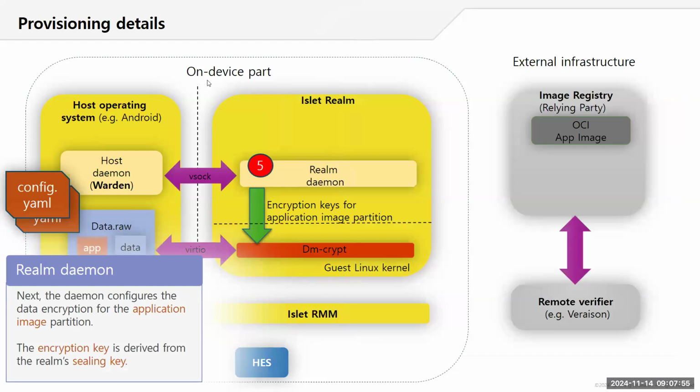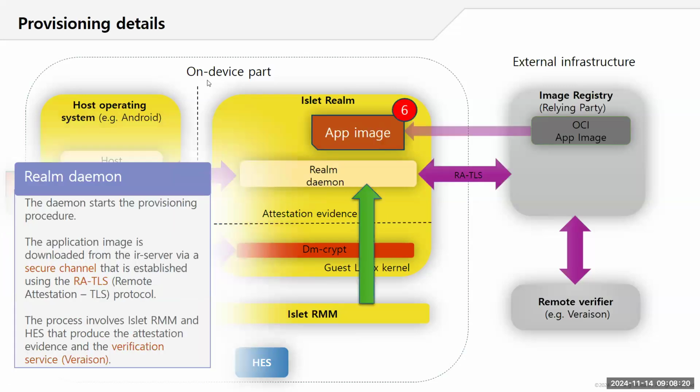After receiving the provisioning request, the realm daemon sets up the application image partition. Then the realm daemon establishes a secure RA-TLS channel with the image registry. And this process involves remote attestation of the platform and the realm content. And the evaluation of the attestation evidence is done by the Veraison verification service. And when the secure channel is successfully established, the application image is downloaded and its authenticity and integrity are checked. And after successful verification of the image, the application's content is extracted into the application image partition.